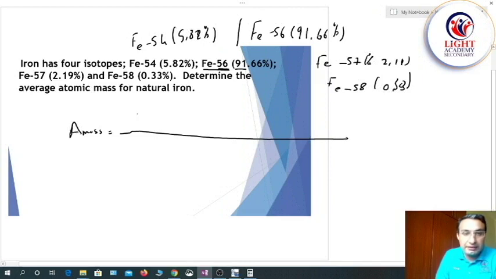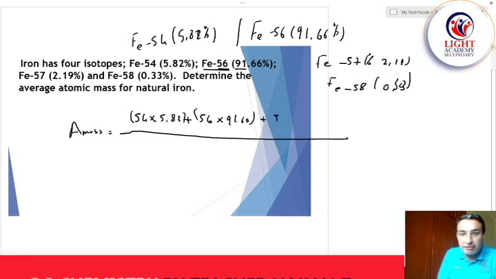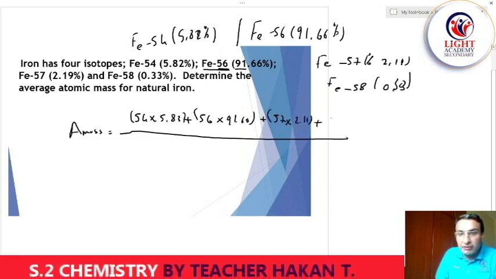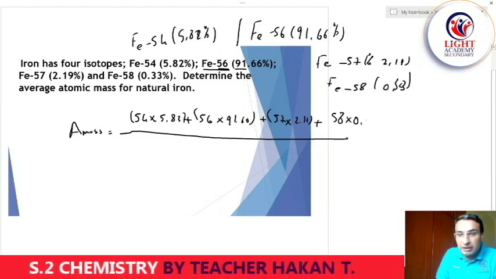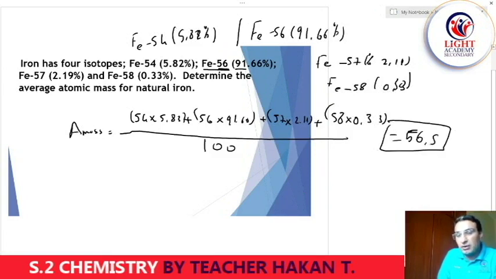The mass of the first isotope, 54, multiplied by its abundance 1.82, plus the mass of the second, 56, with abundance 91.66, plus the mass of the third isotope, 57, multiplied by 2.19, and plus the mass of the last isotope, 58, multiplied by 0.33, divided by 100. When we calculate, we find 55.9 will be the atomic mass of iron.